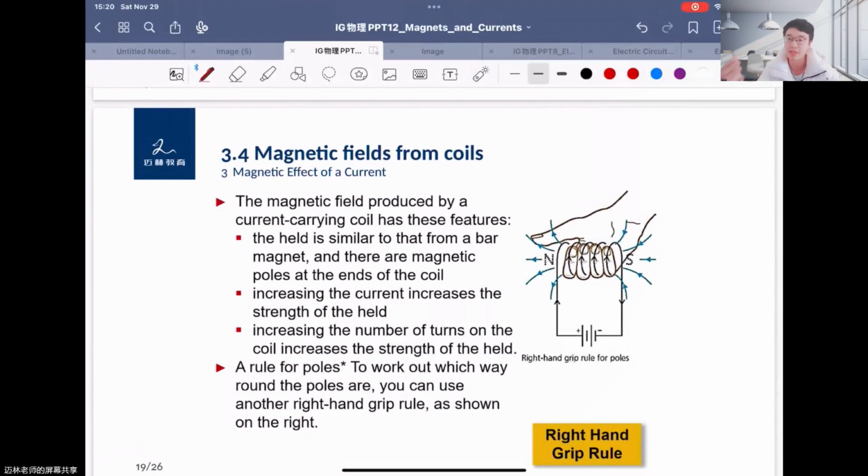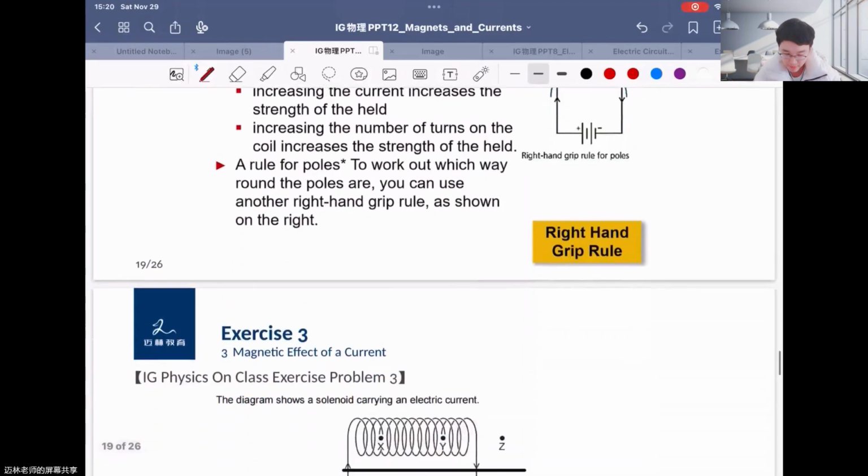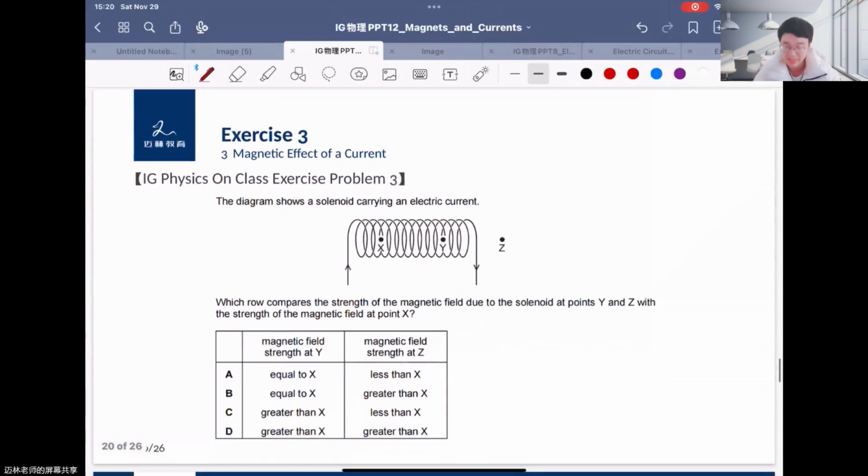Like before, we were using the four other fingers to represent the magnetic field direction on a straight wire, and here we try to reverse it: you use four fingers to represent the current direction and the thumb represents the magnetic field. Okay, so here it is, and let's try to solve exercise 3, please.